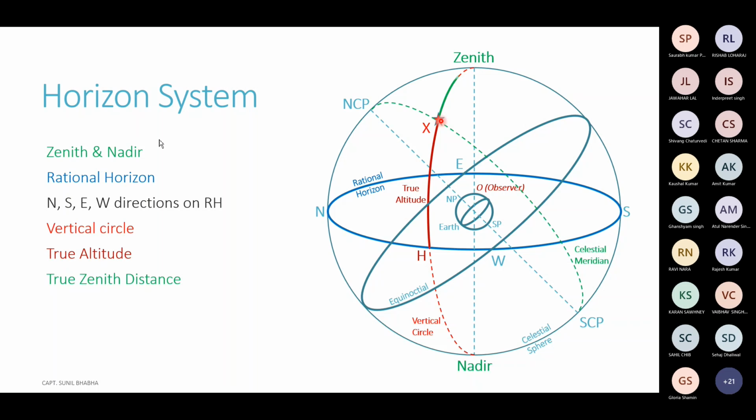Let me highlight it in the diagram. The green color arc which you see is the true zenith distance of the celestial body. So the definition: arc of the vertical circle contained between the zenith and the center of the celestial body is known as its true zenith distance. So you can see the TZD as green color arc highlighted as a part of the vertical circle.